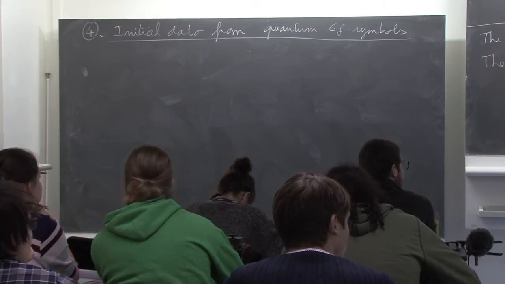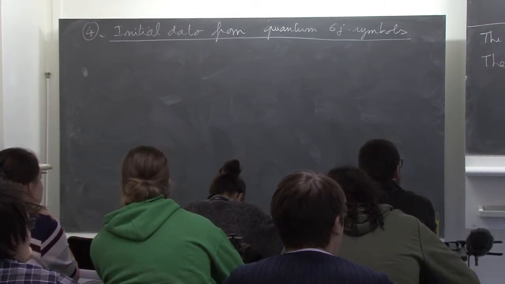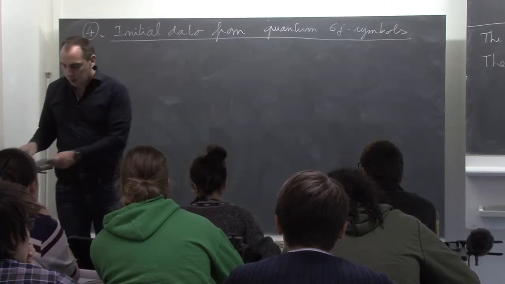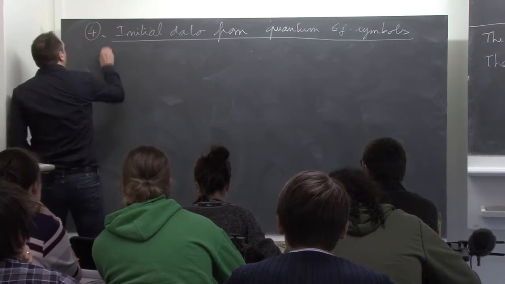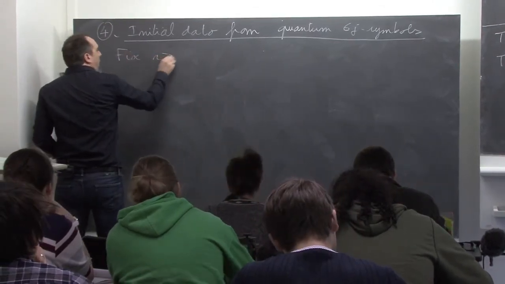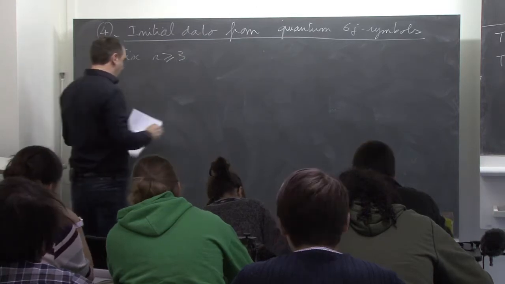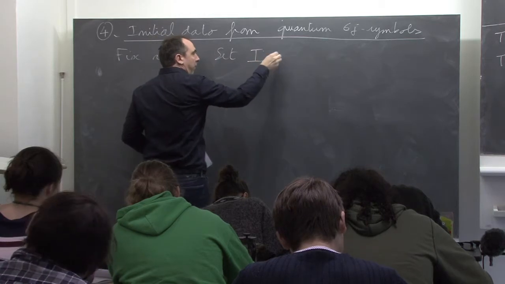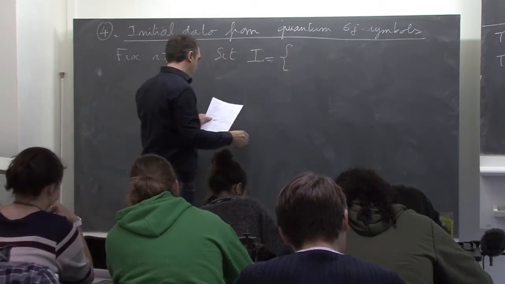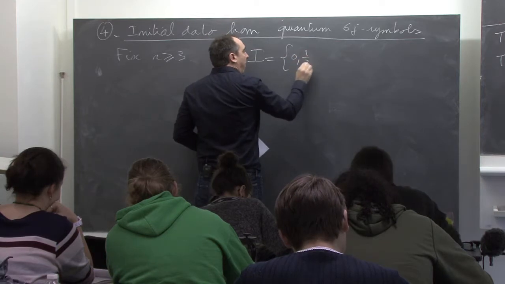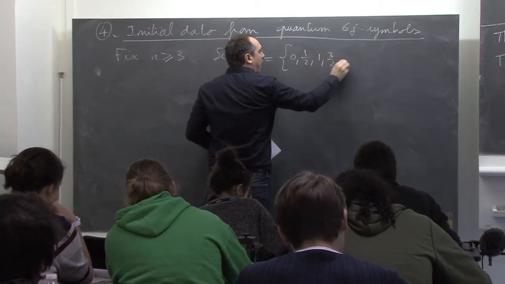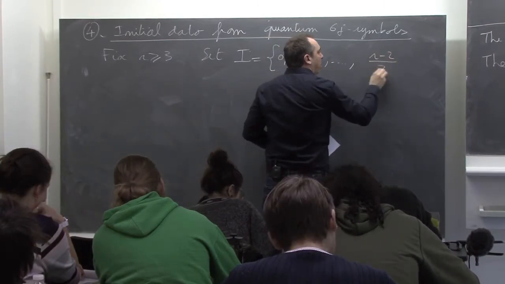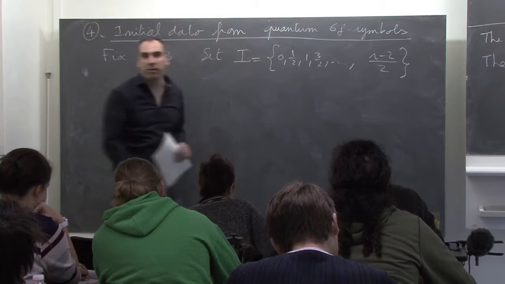So I give the data and then I explain where it comes from. Okay, so we fix some integer r greater than 3, and we define a set I. This is a set of half integers, 0, 1/2, 1, 3/2, etc., until (r-2)/2. So this is a finite set.